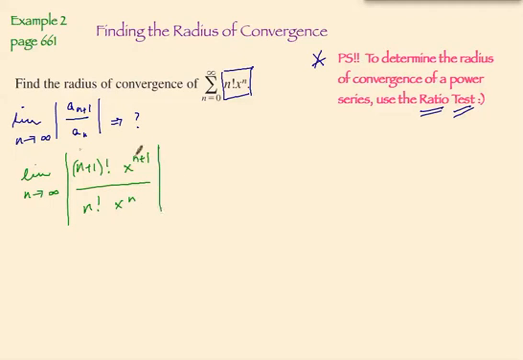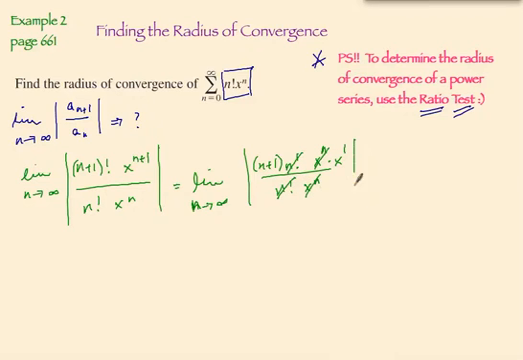Now let's do a little rewriting here so that I can do some canceling. The limit as n approaches infinity, I keep wanting to write b there. And let's rewrite this as n plus 1 times n factorial, and then let's write this as x to the n times x to the 1 over n factorial x to the n. Cancel, cancel, cancel, cancel. Now what am I left with? I'm left with the limit as n approaches infinity of the absolute value of x times n plus 1.